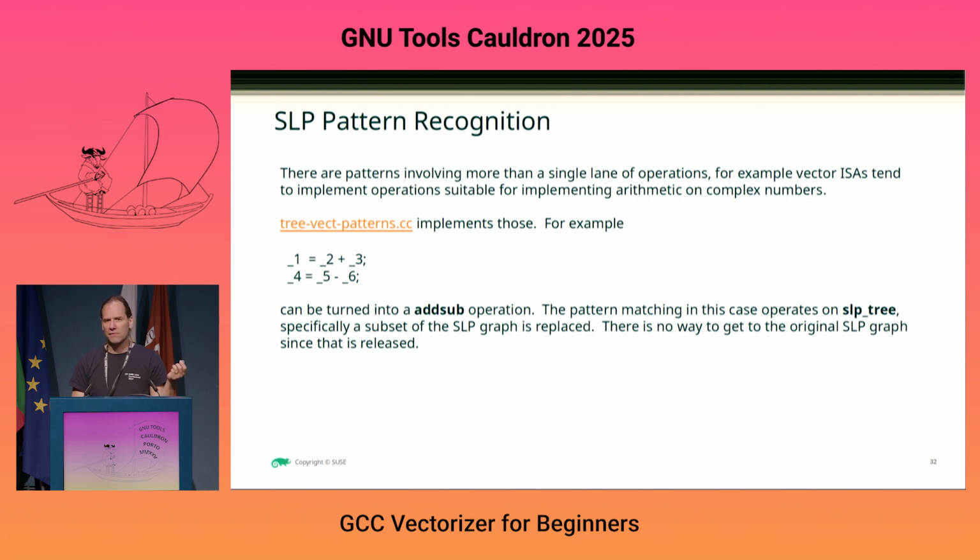For example, a lot of vectorizers have some building blocks for complex math operations. And those tend to mix plus and minus or lane swaps of one vector or the other. And these we can detect in the SLP pattern recognition phase.